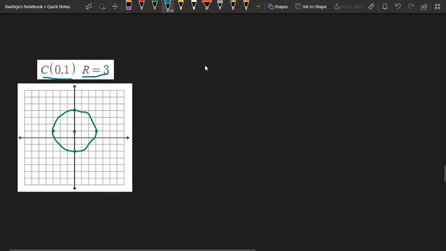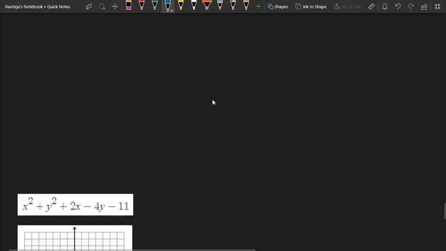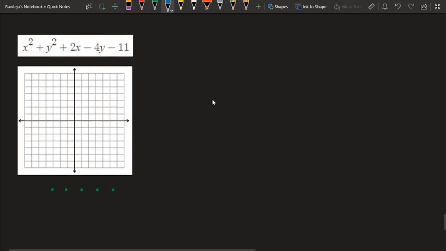Now we move on to problem number 5, and this is by far the trickiest problem we're going to go over in today's lesson. But it's good to know how to solve these types of problems because you might face them later on. And this is when you're given a problem such as x squared plus y squared plus 2x minus 4y minus 11 equals 0. It has to be set to 0.